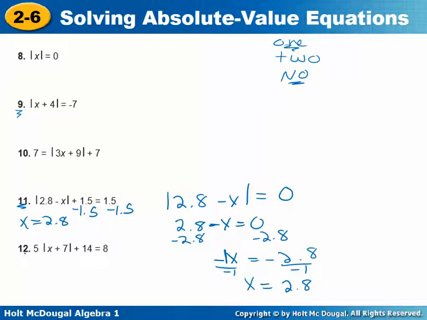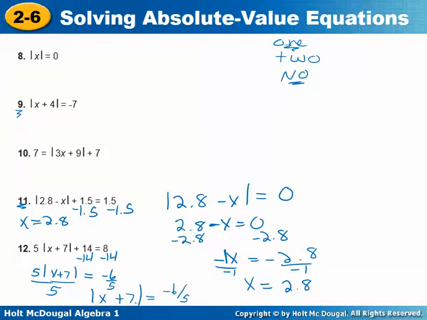Let's just start solving number 12 and see how many answers we're going to get. So we're going to have 5 times the absolute value of x plus 7. I subtracted the 14 from both sides to get negative 6. And then I would still have to divide both sides by 5 to undo this multiply by 5. So I'll have the absolute value of x plus 7 is equal to negative 6/5, which is kind of ugly.